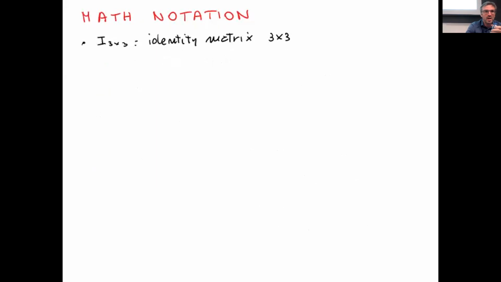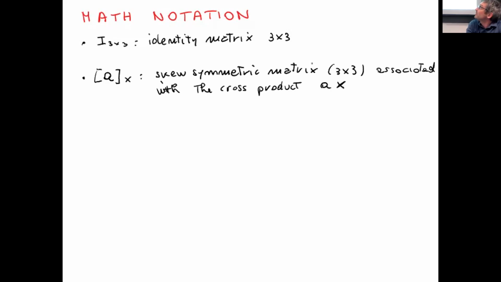And then in terms of math, can you properly see what is written here? Whenever it's I 3 times 3, it's an identity matrix of dimension 3 times 3. Whenever you see something like this, it's a skew-symmetric matrix, associated with the cross product, A cross something. I will explain it to you, and you will see this along the course.